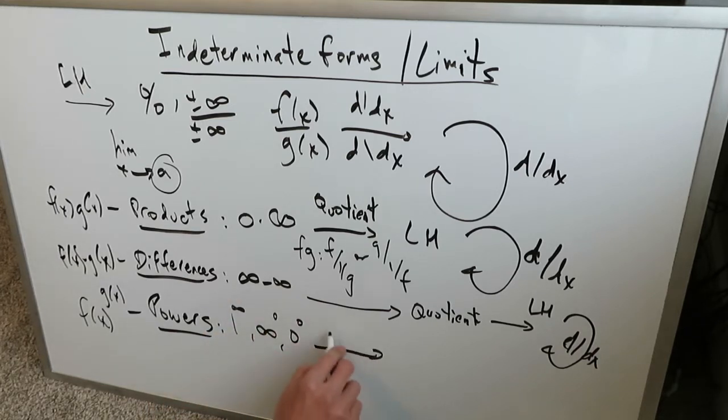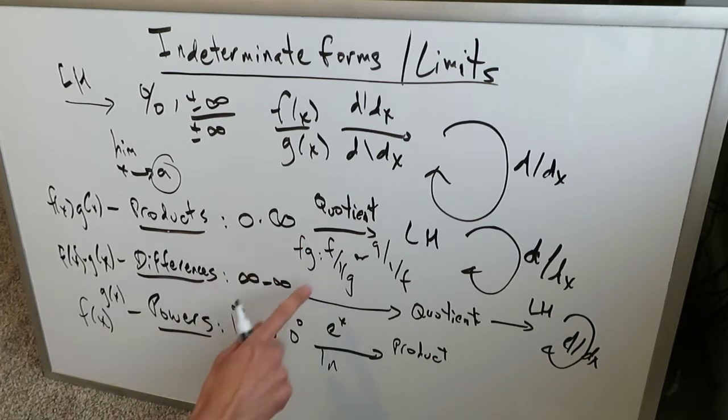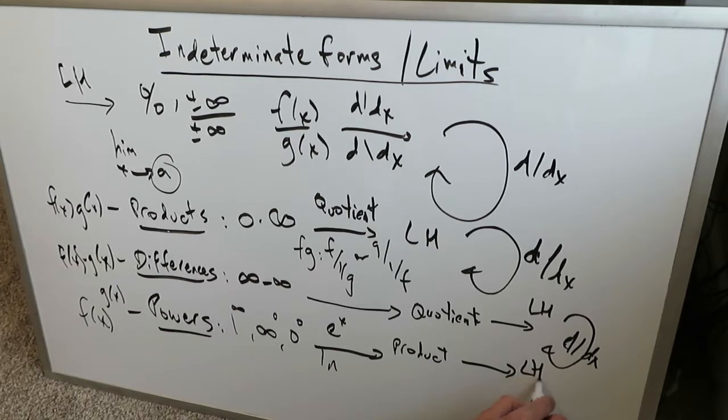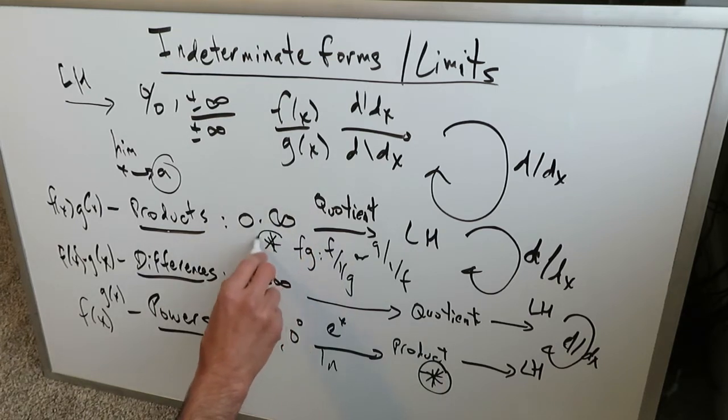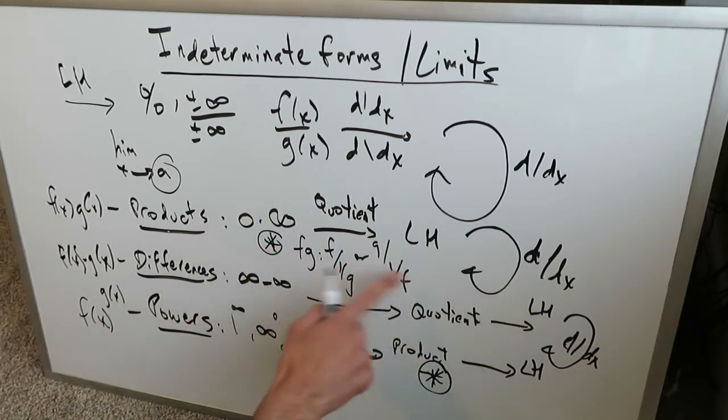And you could convert it by means of some sort of exponential or natural log property into a product type. Once you had it in the product type, you would convert it into a quotient by means of f divided by 1 over g or g divided by 1 over f, and then you could continue through L'Hopital's procedure. I'm going to make a little asterisk over here, because once we arrived at this product form, after we converted the power to the product form, we could come back to this step over here and continue it into the quotient form.